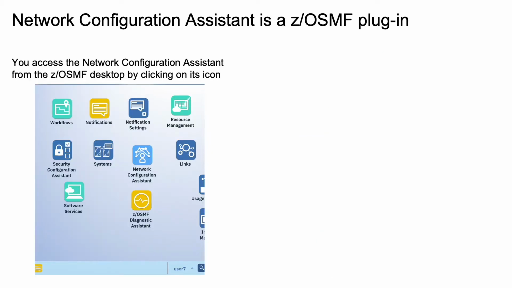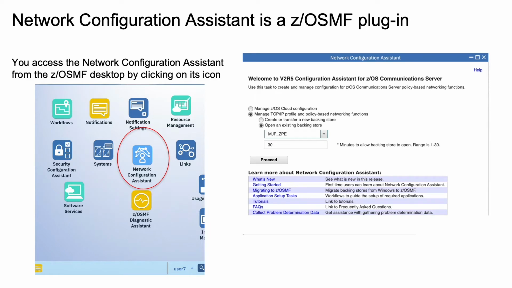To access the Network Configuration Assistant, double-click on its icon on the z/OSMF desktop as shown here. That brings you to the NCA opening screen where you choose which backing store to work on. You can select an existing backing store, or you can create a new backing store, or you can import one from another system.